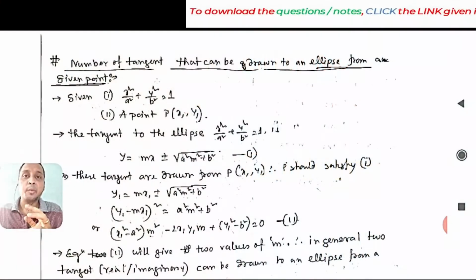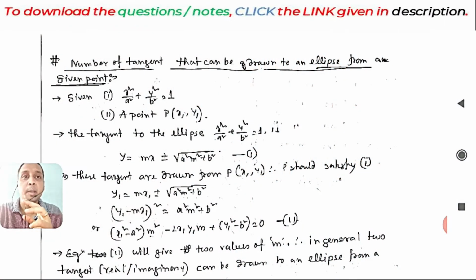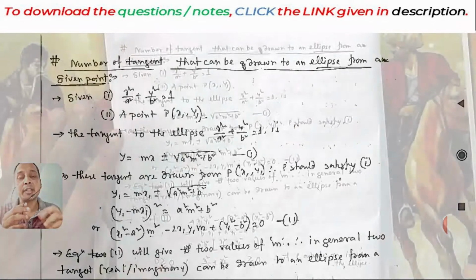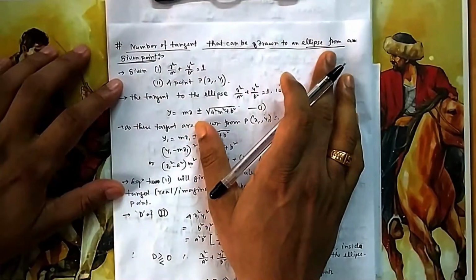Okay students, welcome you all to this new lecture in intermediate level on ellipse. So today we will see the number of tangents that we can draw to an ellipse from a given point. Okay, then let's see this. The article is now the number of tangents that can be drawn to an ellipse from a given point.